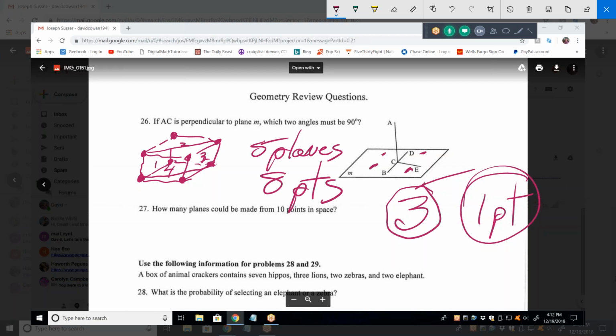And I can get another plane, which is kind of a set of diagonals. And so I have 6 planes using 8 points.